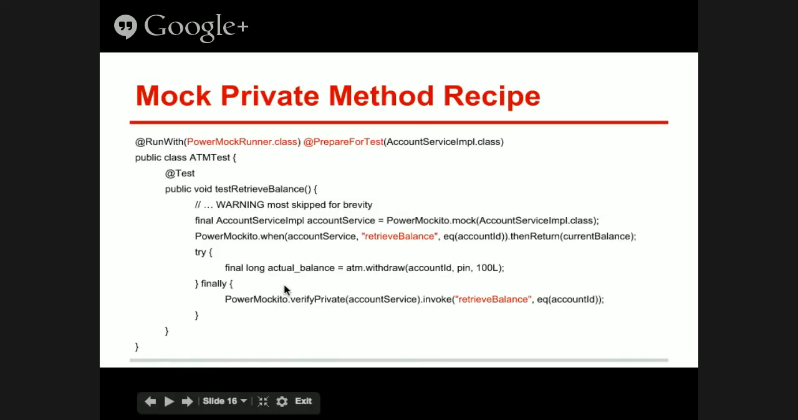And finally, at the end, if you want to verify that the private method is called, use PowerMockito verifyPrivate. But instead of having the method call here, you say invoke, and then the name of the private method, and then the parameters that were called. And that's how you verify that the private method was called.